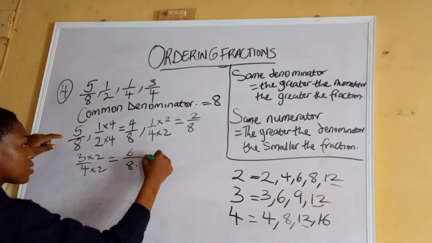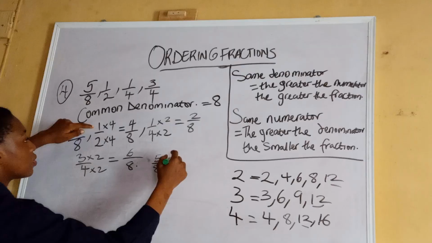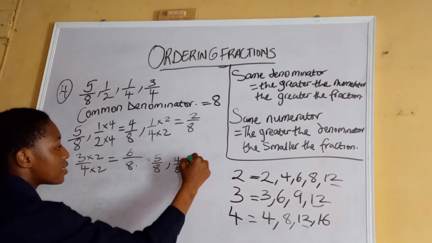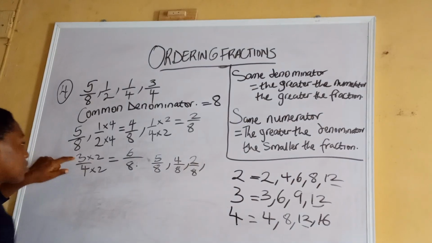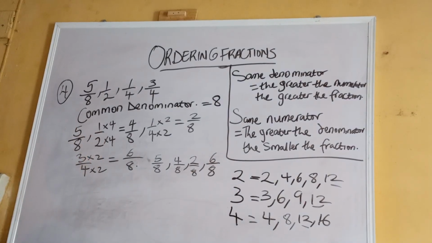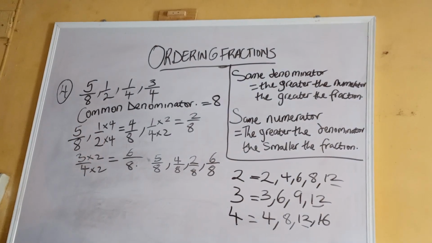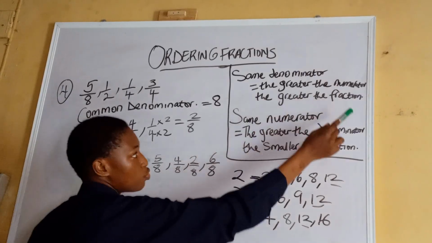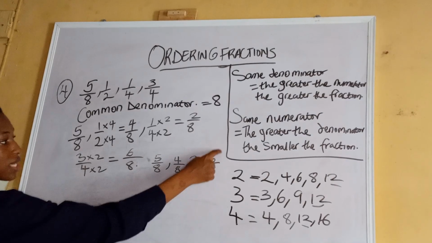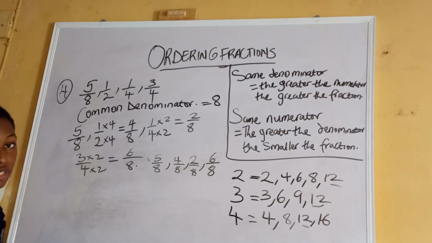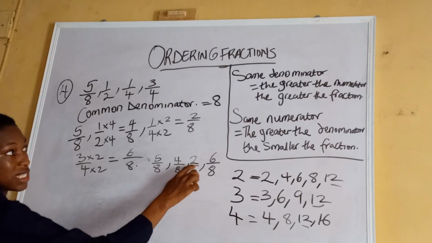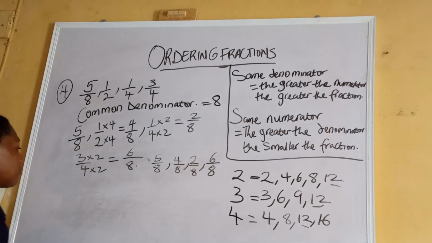That will be 5 over 8, 4 over 8, 2 over 8, and 6 all over 8. We have rewritten this in equivalent form. Now we'll use the same rule. The greater the numerator, the greater the fraction. This has the greatest numerator, the biggest numerator there. So this is the biggest fraction over here. And this is the smallest fraction because it has the smallest number there for numerator.